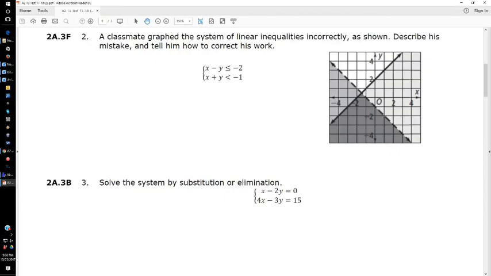Next. Alright, here we go. A classmate graphed the system of linear inequalities incorrectly as shown. Describe his mistake and tell him how to correct his work. So, he did it wrong. Bad classmate, bad. No, it's okay. We gotta fix him.